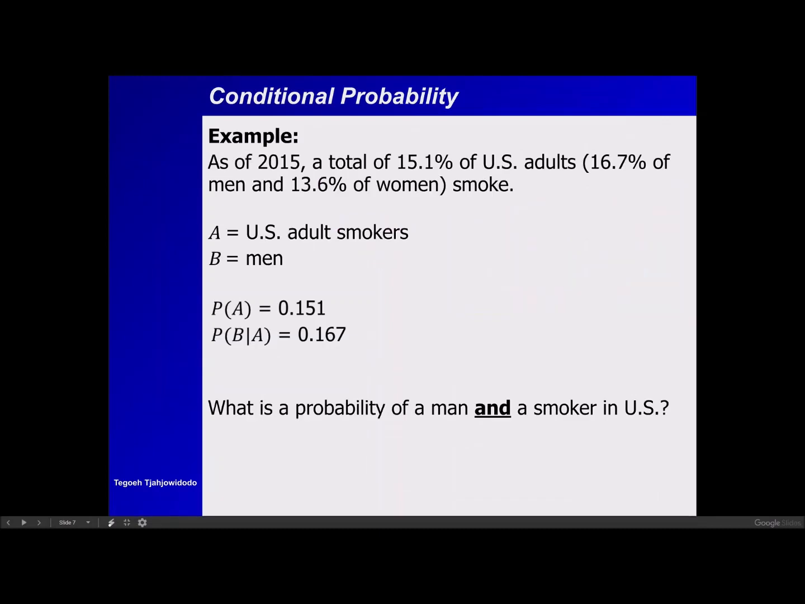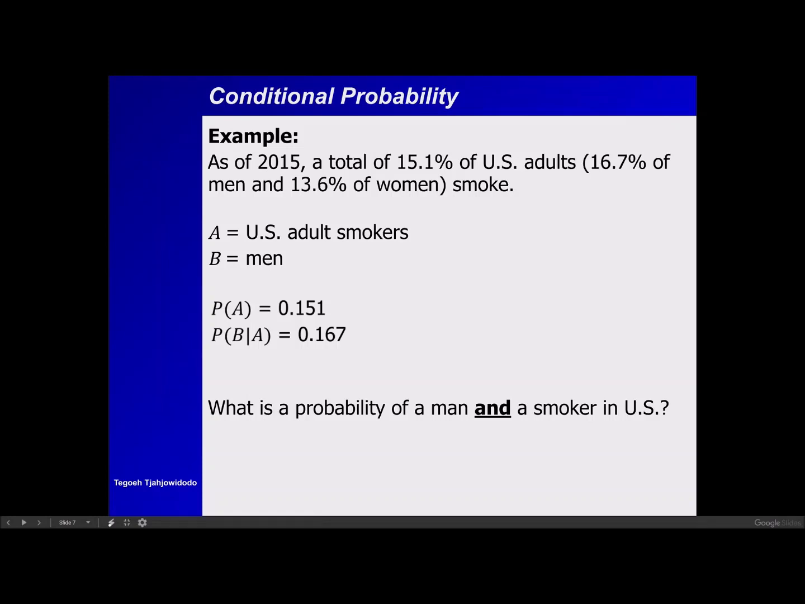Let's take another example here. In 2015, a total of 15.1% of US adults, where 16.7% are men and 13.6% are women, were smoking. So in this case, the probability of event A, I assume it as A, is the total probability of US adults smoking.